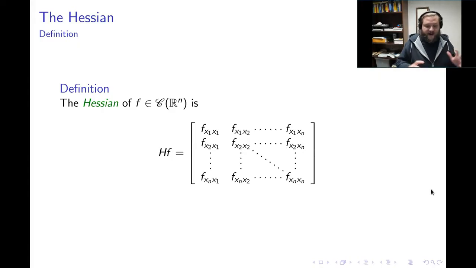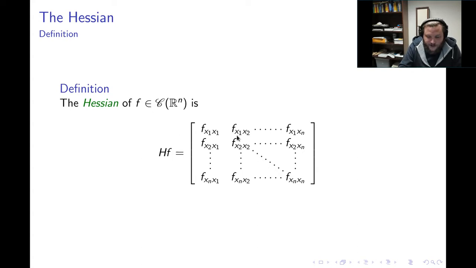So now we can define the Hessian of a scalar field. The Hessian of a scalar field is a matrix that organizes all of the second order partial derivatives of the function. The notation we'll use here is Hf, and if our scalar field is on n variables, the Hessian is an n by n matrix where the ij entry is the second order partial derivative with respect to xi and then xj. So the 1, 1 entry is f sub x1, x1.